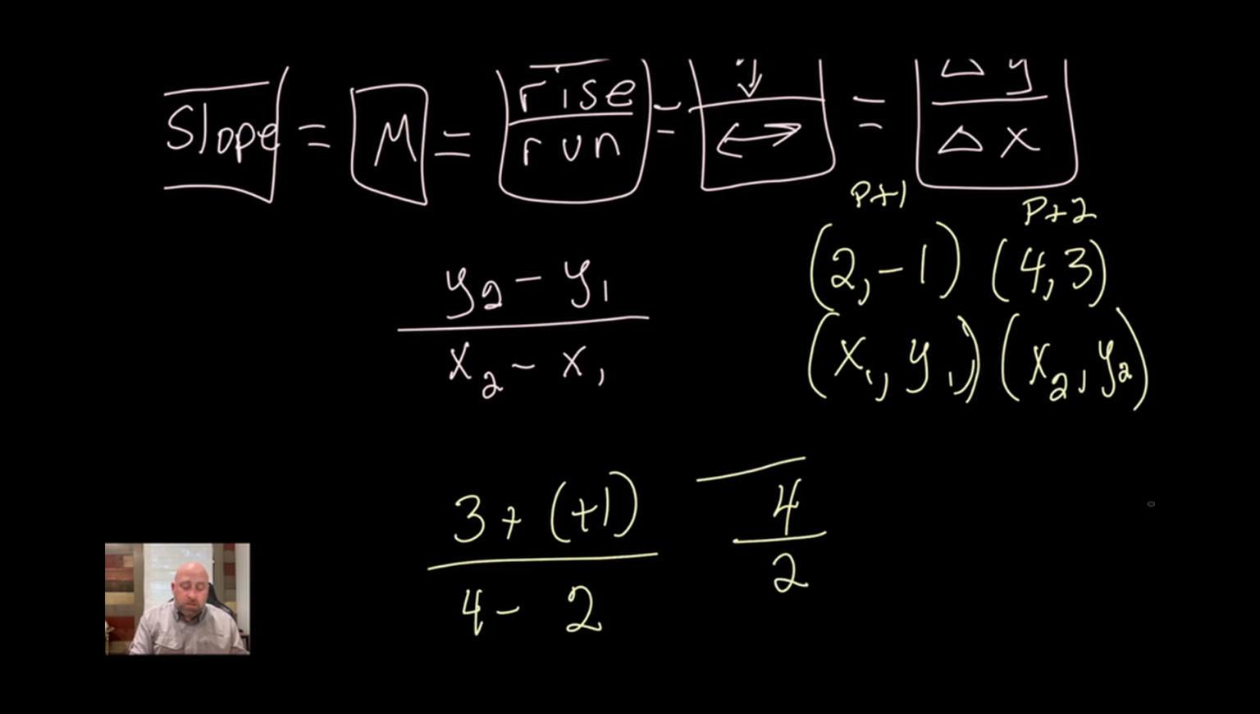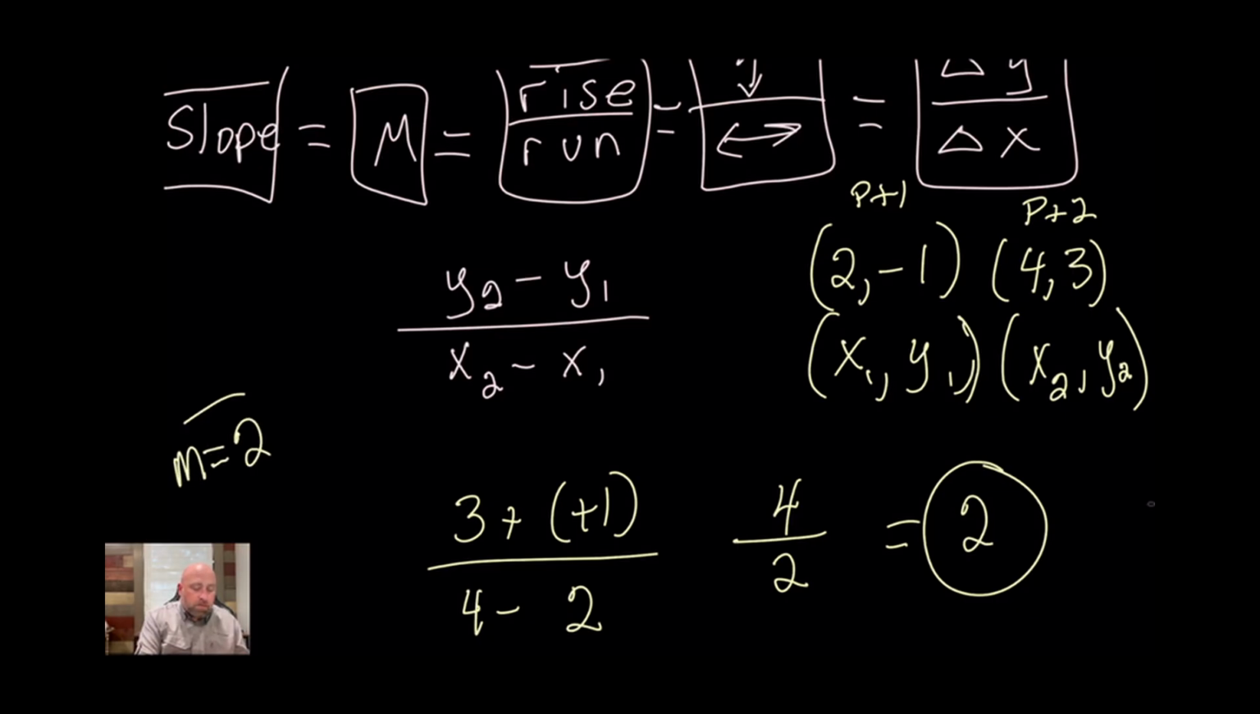Now you have to reduce this fraction. This is not your answer. We have to reduce it. How do we reduce that? Well, in this case, we would reduce it down and we would get 2 over 1, or 2 over 1 equals 2. We don't have to put the over 1. You can, but you don't need it. So there we go. Our slope in this case, our m equals 2.